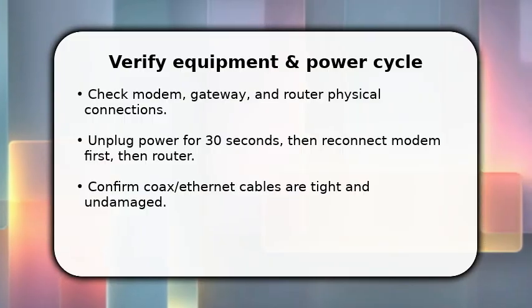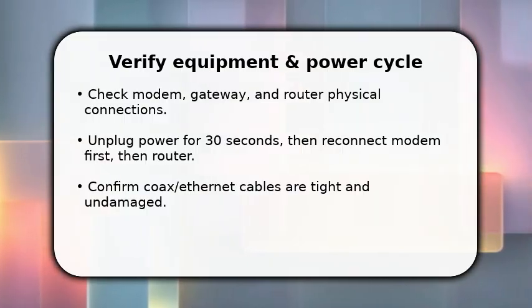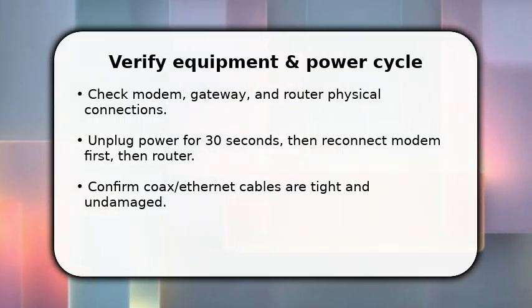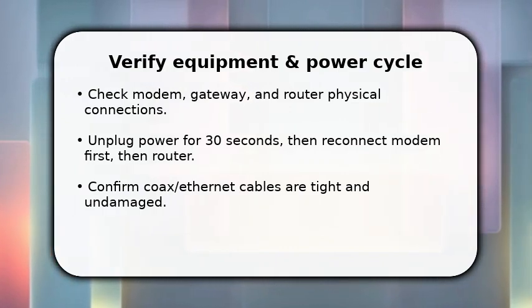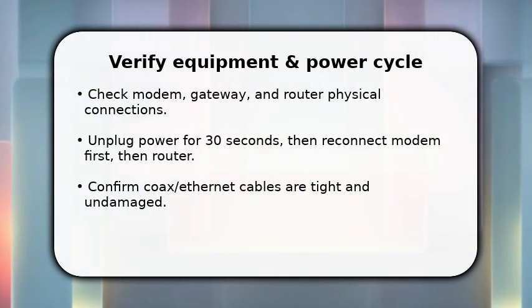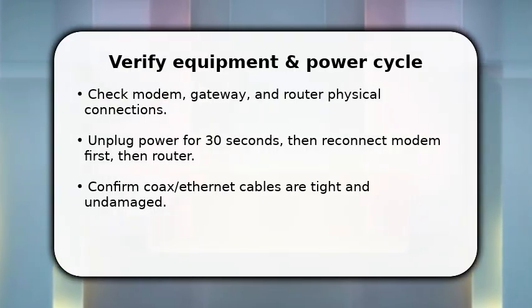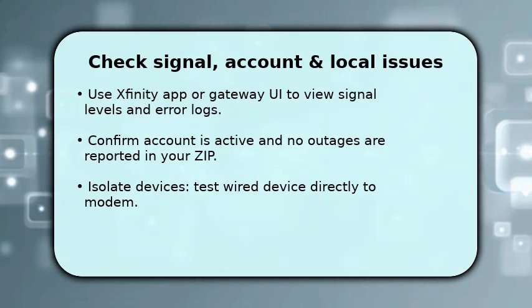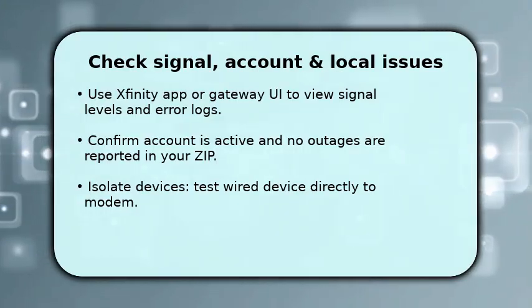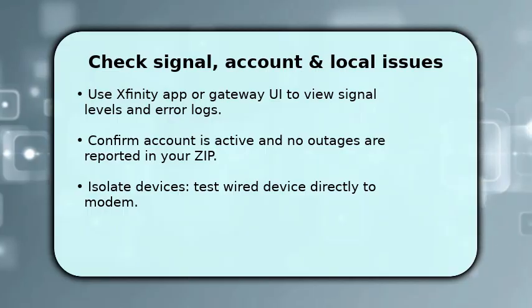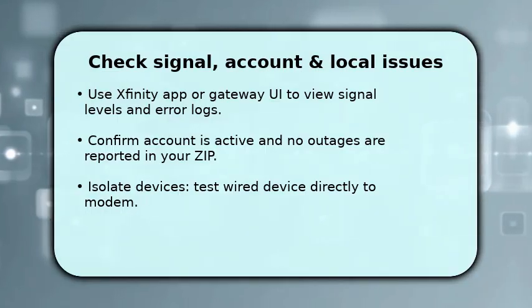Make sure to allow 2 to 3 minutes for the network to stabilize before testing a device, because handshake and provisioning take time. Once your hardware is back online, you need to verify the signal and account status. Open the Xfinity app or the gateway's admin page to check downstream/upstream levels and any logged errors. Abnormal levels indicate line or splitter problems.